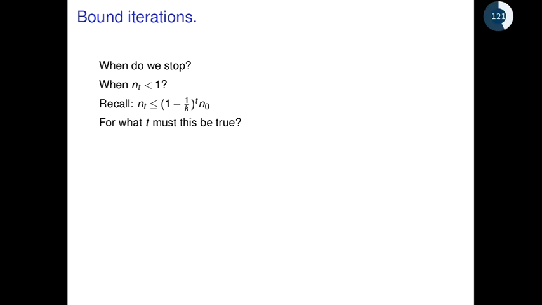When the number of items is 0, less than 1, right? Then you're done. Okay? So when nt is less than 1, you mean there's no items left, right? Because the items are integers. Okay? So this is it. For what t must, when is this thing, n0 is just n, the original number of items. At what t must this be true? Well, what do you think? There's some t by which it's true.